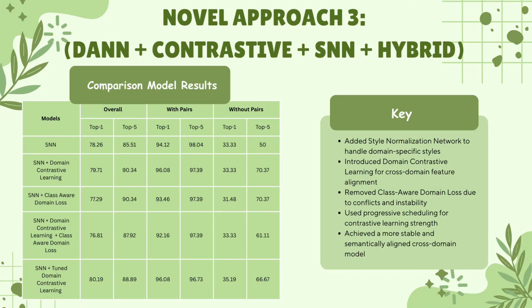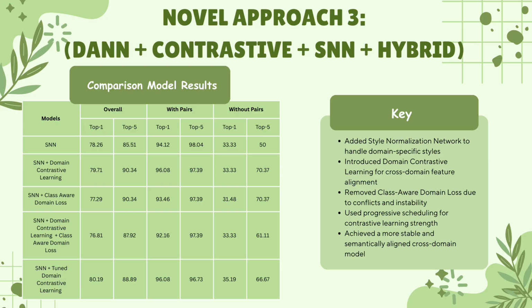The third approach expands on the second approach by first integrating a style normalization network, which aims to dynamically adapt to domain-specific styles like lighting and texture without losing the essential botanical features. Then, domain contrastive learning was introduced, which explicitly pulls together features from the same plant species across different domains, creating a more unified feature space.